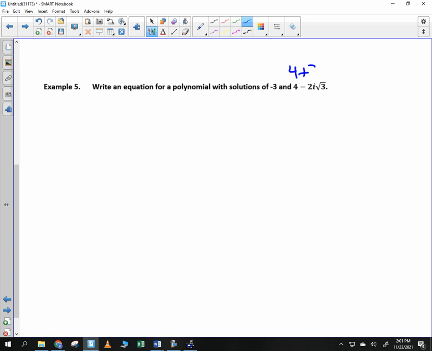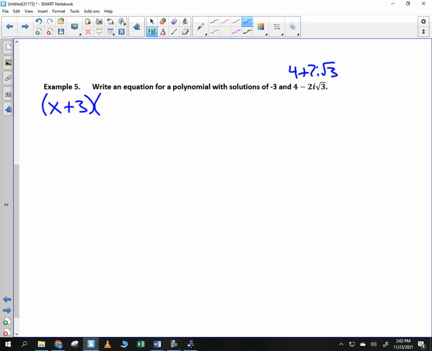4 plus 2i root 3. What do we call those? They are conjugates. Very good. So this is where it gets just a little bit dicey, and please be patient. Let's take our time. If negative 3 is a solution, I'm going to have x plus 3.